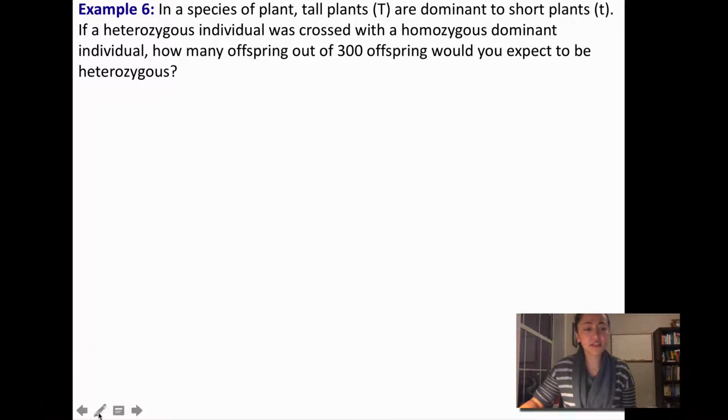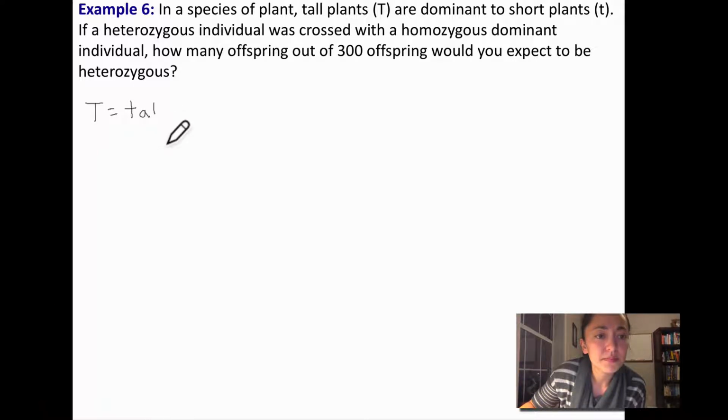All right, so let's do example 6 now. In a species of plant, tall plants are dominant to short. Same thing again, so this is easy. We just keep doing our key. Big T equals tall. Little t equals short.